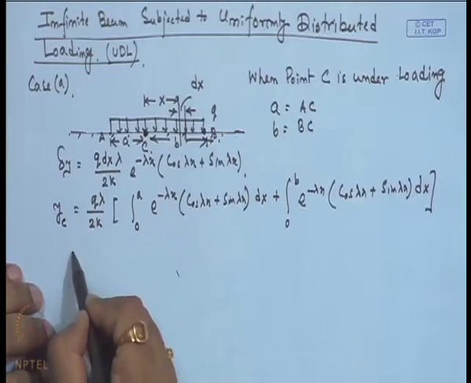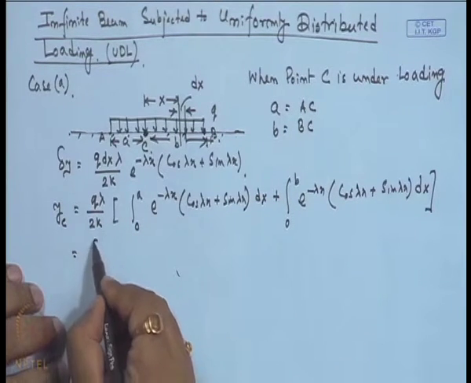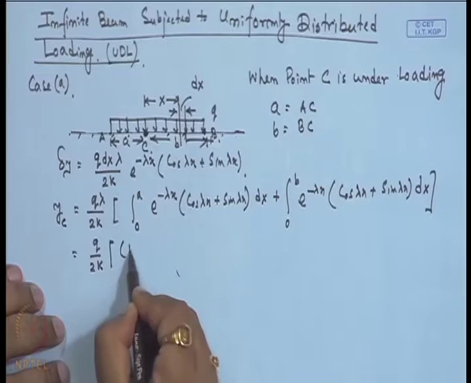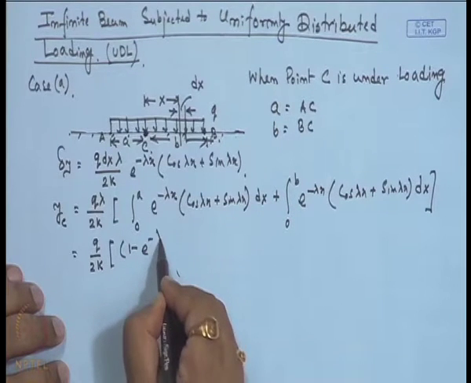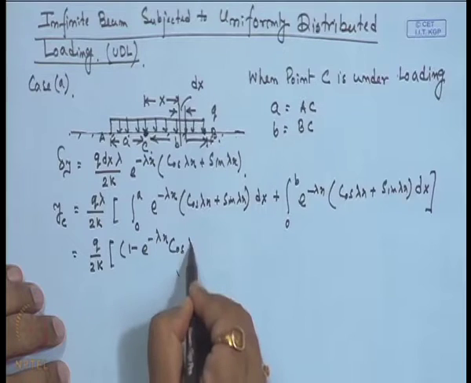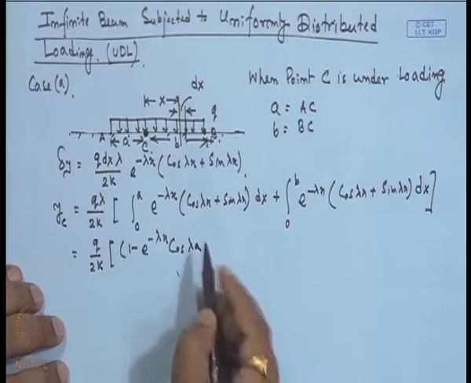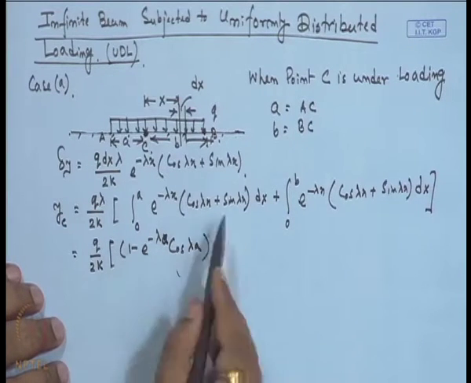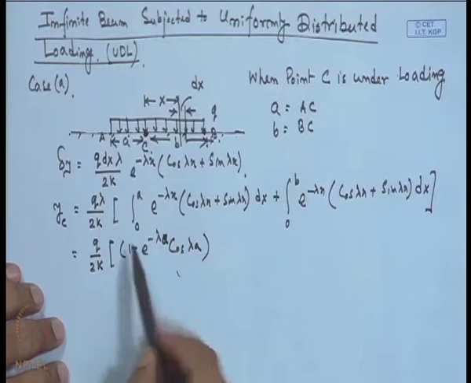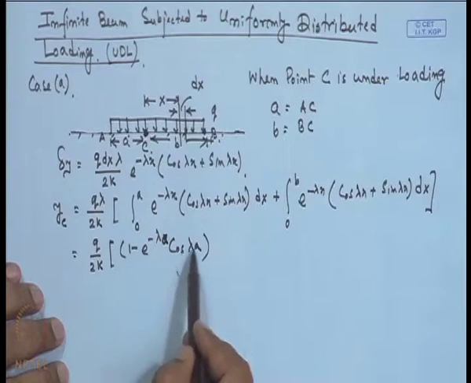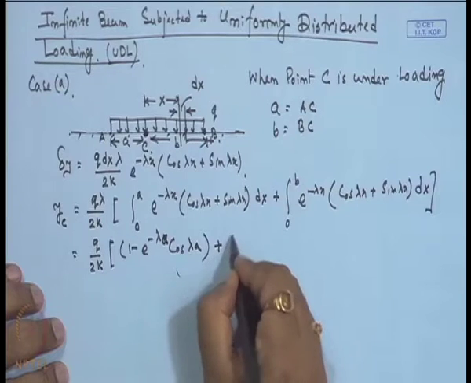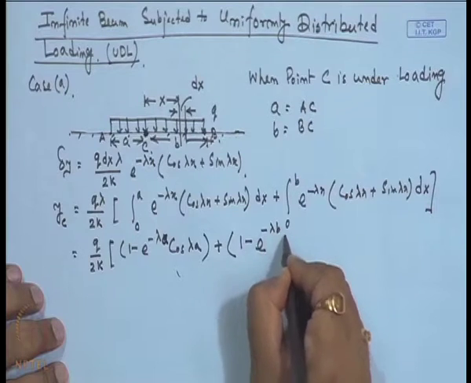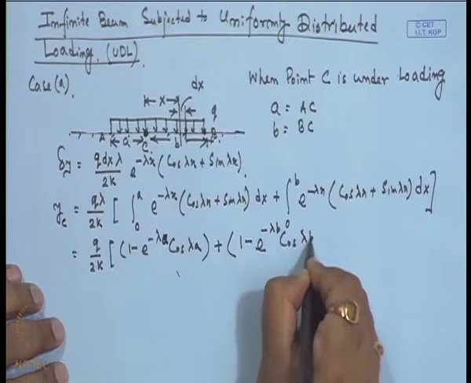Now, after integrating these, integrating from 0 to a and 0 to b, we will get q divided by 2k into 1 minus e to the power minus lambda a into cos lambda a, plus 1 minus e to the power minus lambda b into cos lambda b.